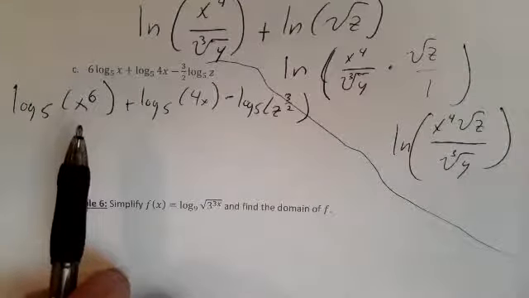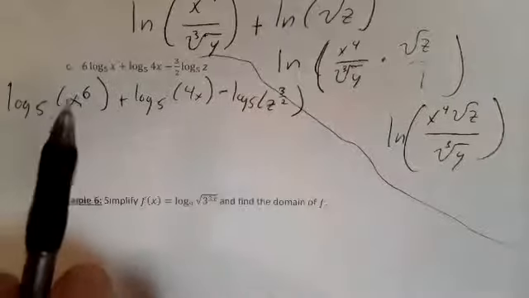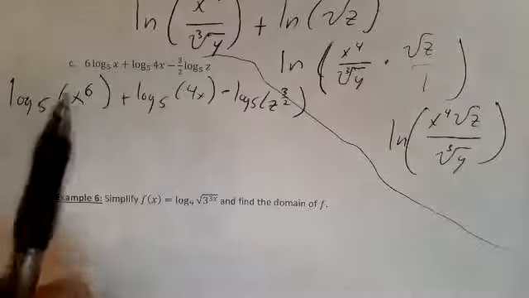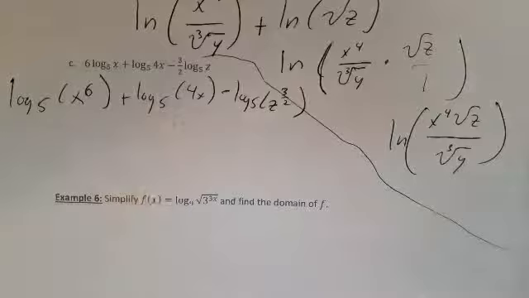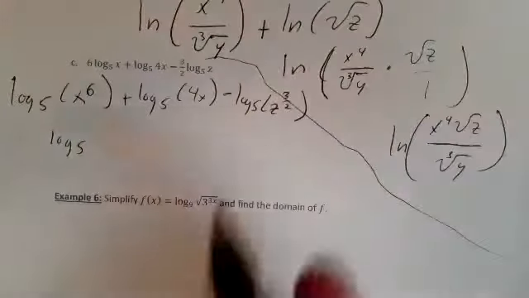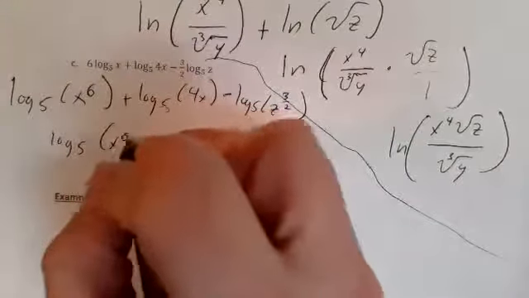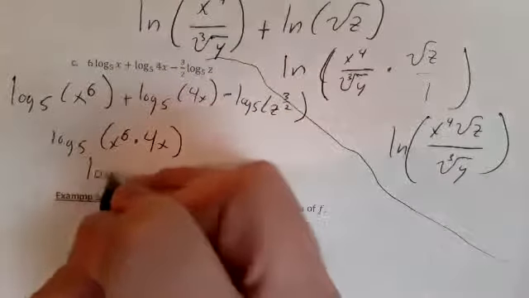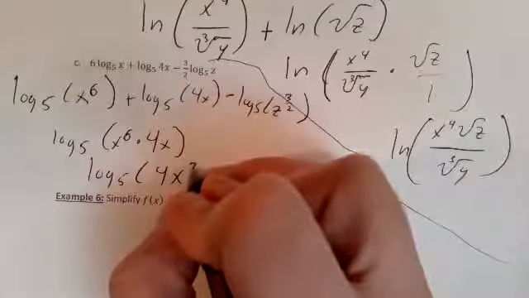I think what I want to do, we need to fix this up a little bit. But I think the first thing I want to do is combine these two things. So I have log 5, an addition sign here, and another log 5 here. And so this is log 5. And now this is x to the 6 times 4x, or we could say 4x to the 7th power.